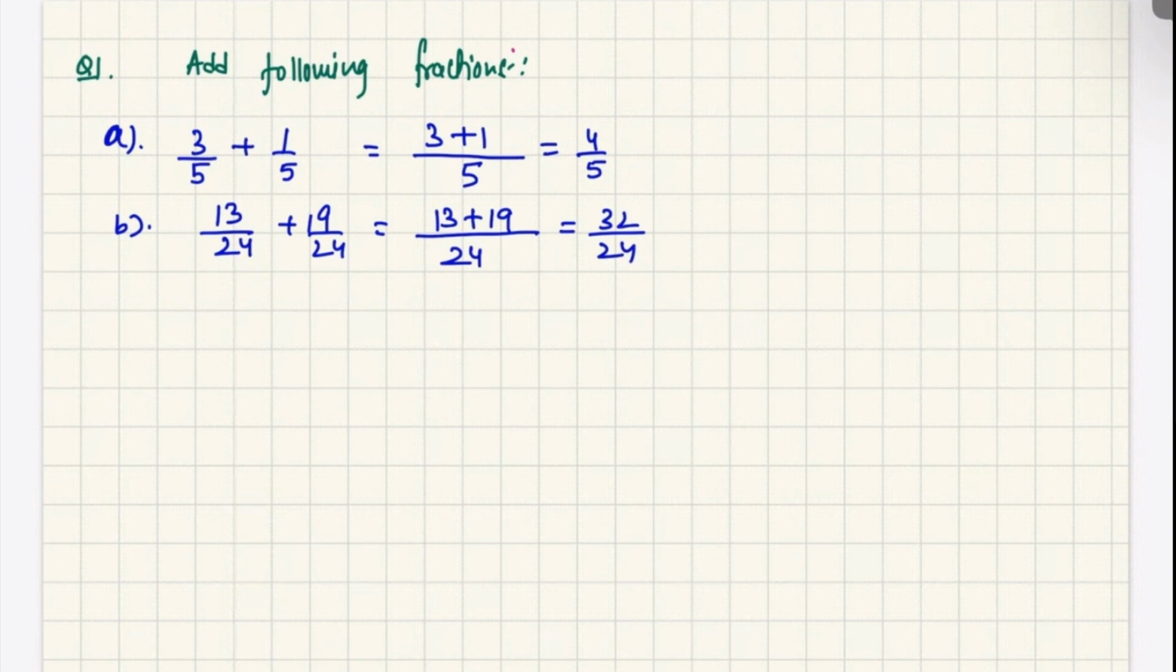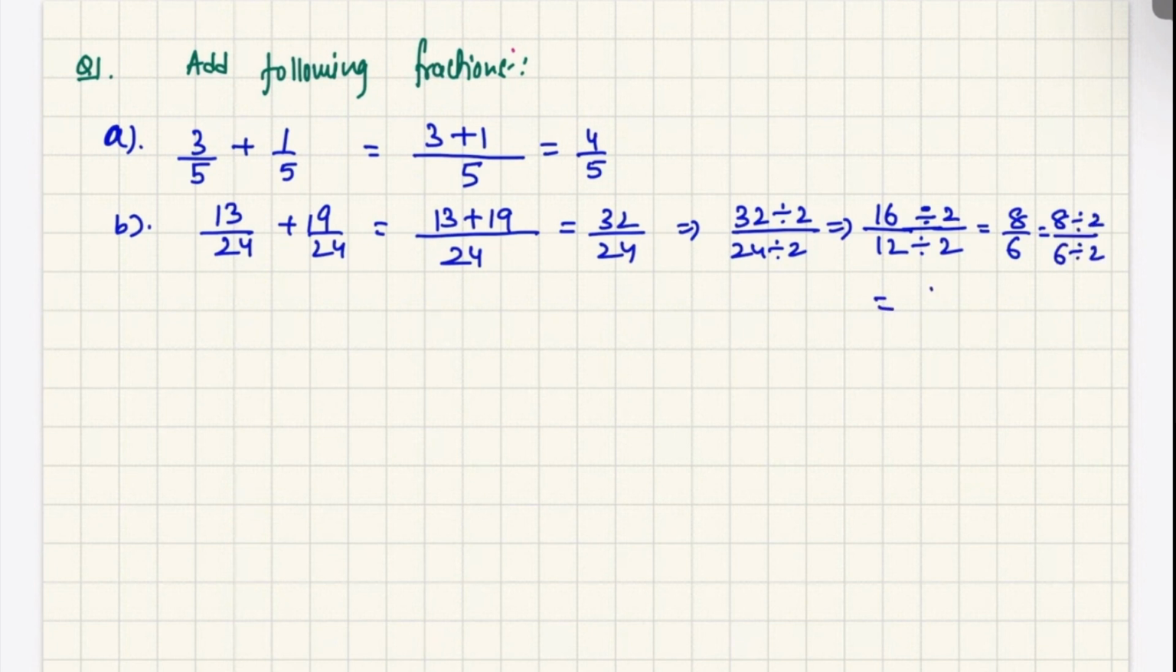Now, can this be divided further? Yes, I can see both of them can be divided by 2. So 32 divided by 2, then 24 divided by 2. This means 16 and this means 12. Still, it can be divided by 2. 16 divided by 2 and 12 divided by 2 gives you 8 by 6. Can we do it again? Yes. You can do it straight away, but I'm just doing it for you guys. 8 divided by 2 and 6 divided by 2 means 4 by 3. Can we do it further? No. So this is the lowest form, so I'll stop over here. So the answer is 4 by 3. I hope you are good to go.